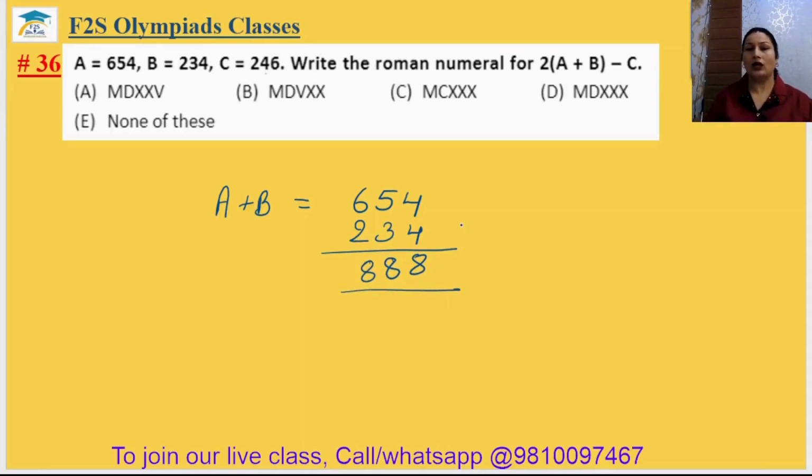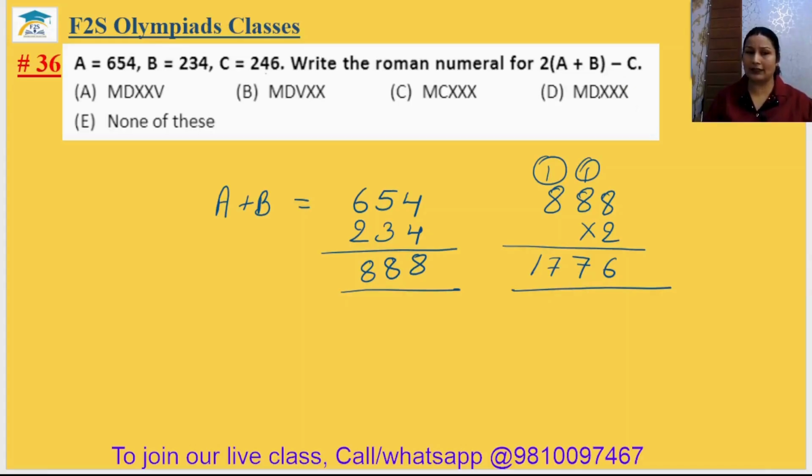A plus B is 888. Now multiply by 2. 2A plus B means 2 multiplied by A plus B. 888 multiplied by 2. 8 2s are 16, carry 1. 8 2s are 16 plus 1, 17. 8 2s are 16 plus 1, 17.